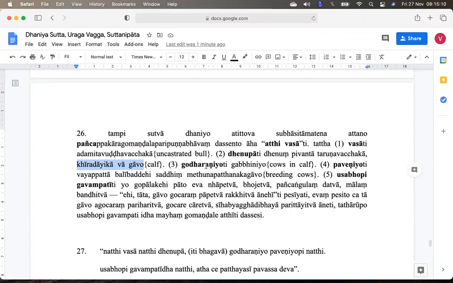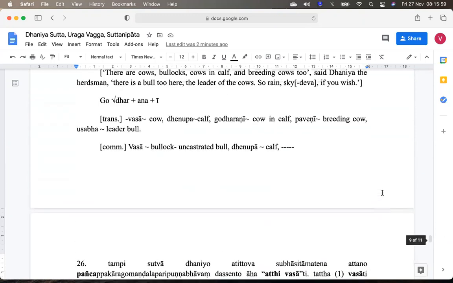And the godaraniyo is gabiniyo, pregnant cow, gabini. And the baweniyo, so adult, and the bali badehi, so metuna batanaga gawo, actually counts, but become adult, and also wish to live together with the other bullocks, together with the bullock. So that is breeding cows.